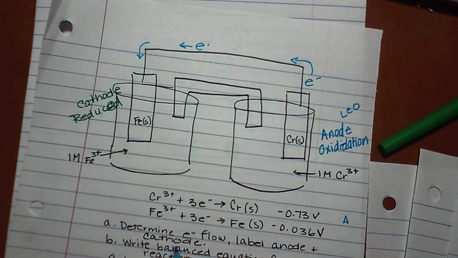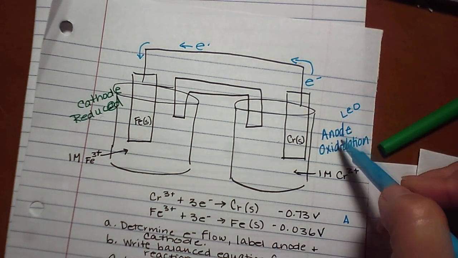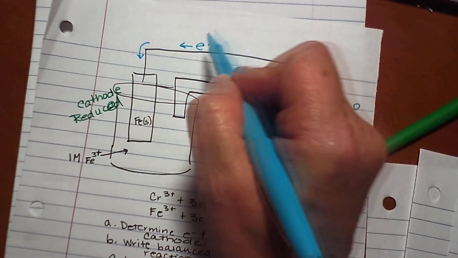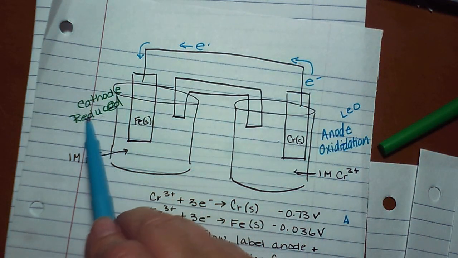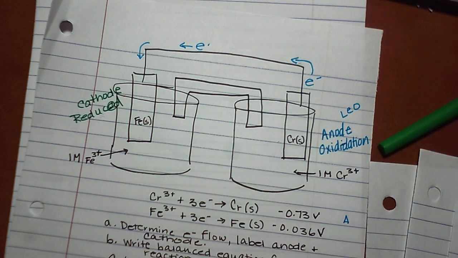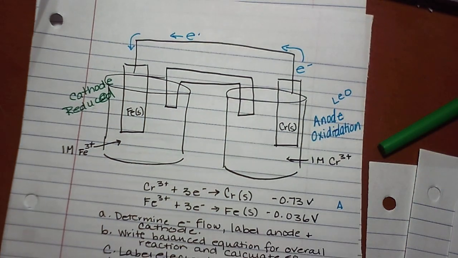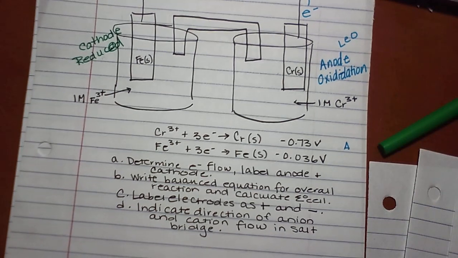Label the anode, the cathode, and the electron flow. We start at the anode, electrons are lost there. They go through the wire and through the load on fire. They enter the cathode and reduce the cation. So that means that iron is the cation. Write the balanced equation for the overall reaction and calculate E naught cell.